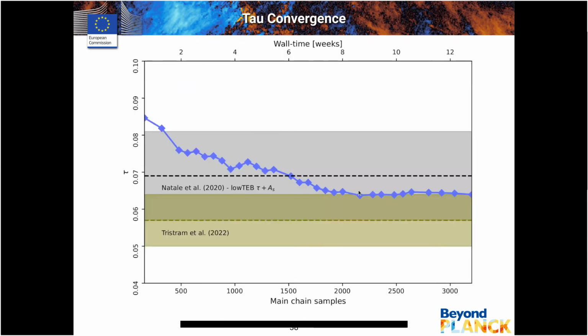So this is just a plot of convergence of tau. Because tau is basically the most sensitive thing to low L polarization, we looked at tau as a function of iteration, sort of as a proxy for whether or not we had fully explored our distribution. And you can see that after about 2,000 or 2,500 samples we had sort of converged on a value of tau.